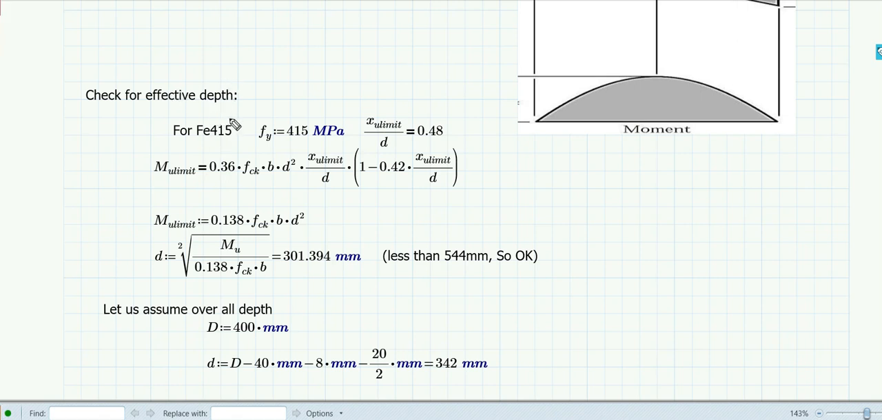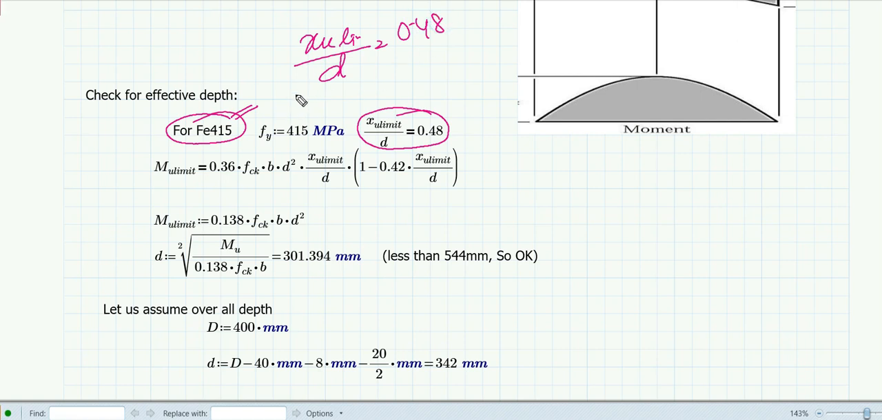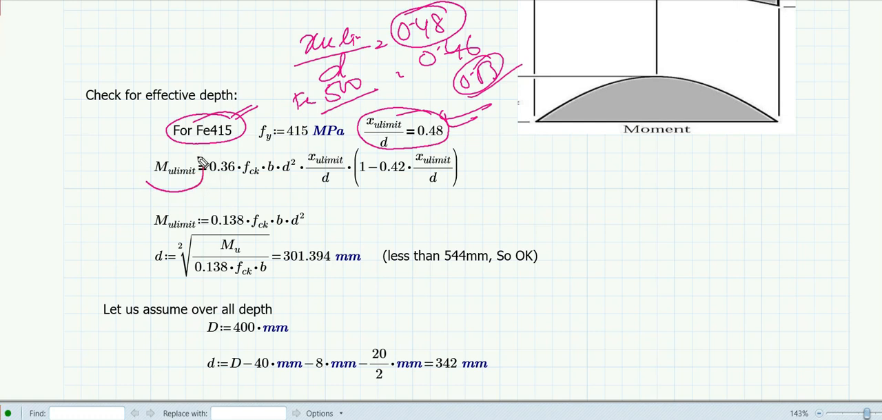For the Fe415 grade of steel we are using, what is the XU limit? XU by D limit, as we discussed in the previous class, is 0.48. For Fe500 it is 0.46. For Fe250 it is 0.53, right? So for Fe415 we have 0.48. Now what is the Mu limit?